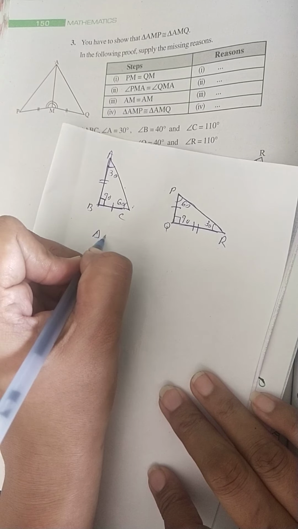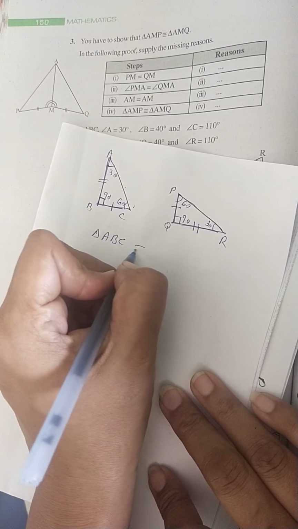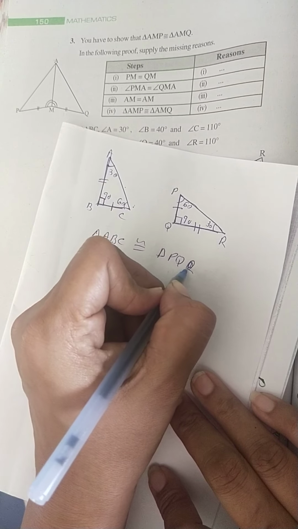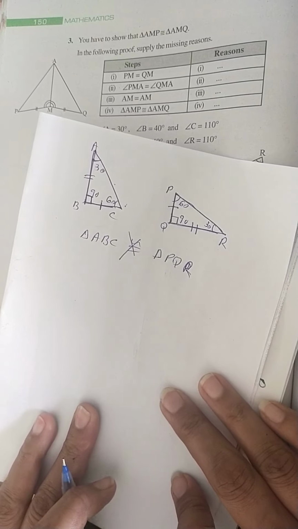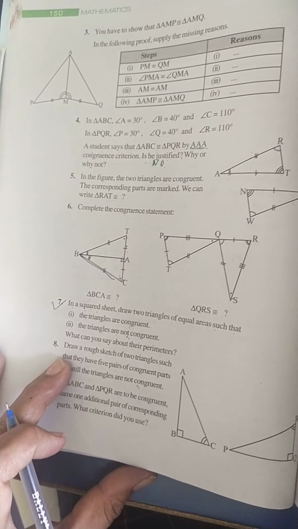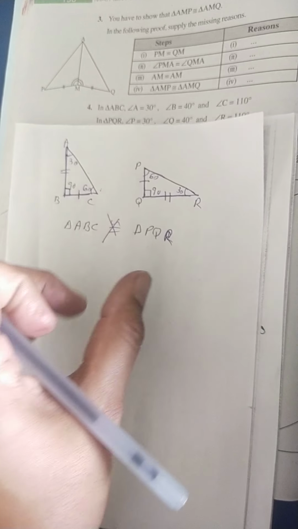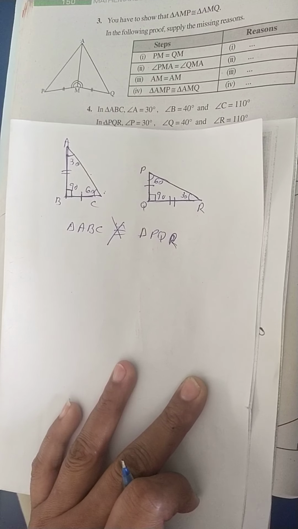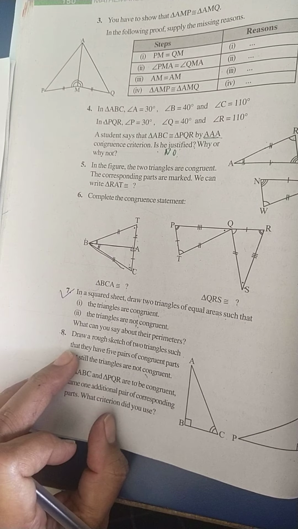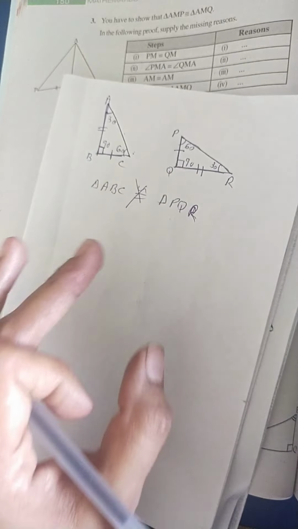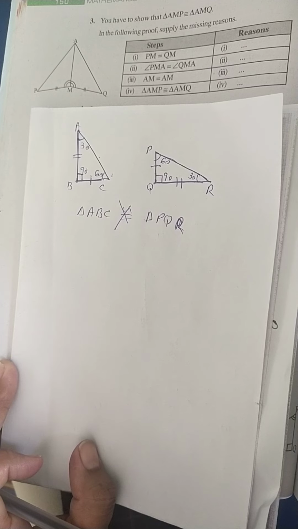That's why triangle ABC is not congruent to triangle PQR. Understood? It's not compulsory, students, that you draw this way. Any figure you can take. What you have to show, students, is that 5 parts are congruent. Any 5 you can take, they are congruent.